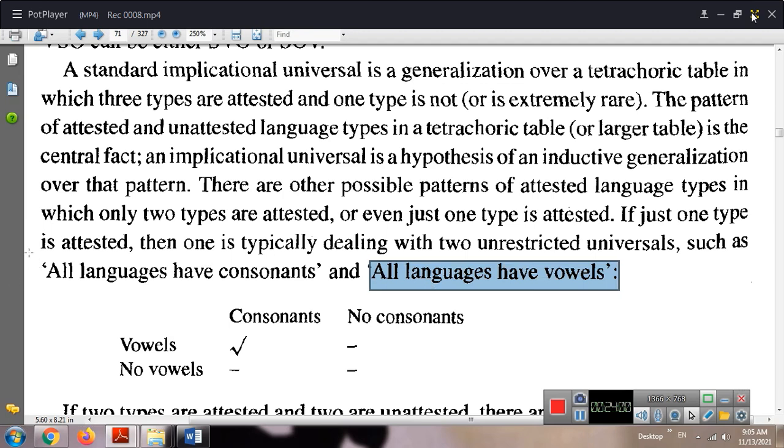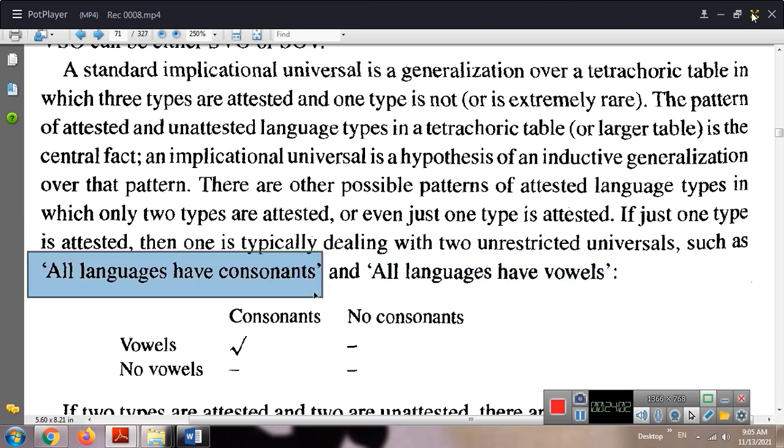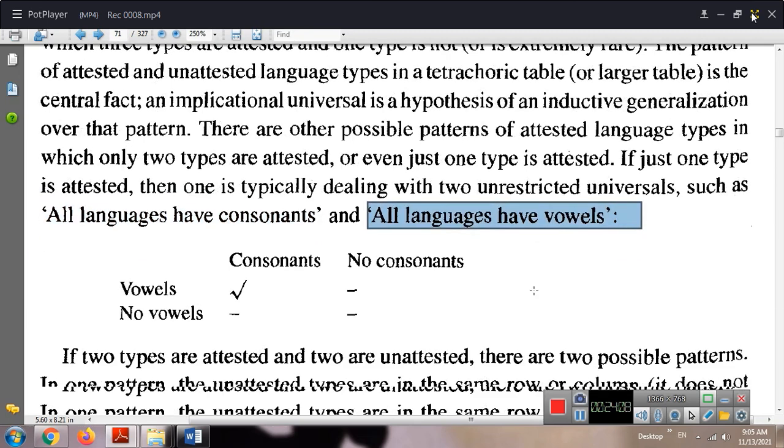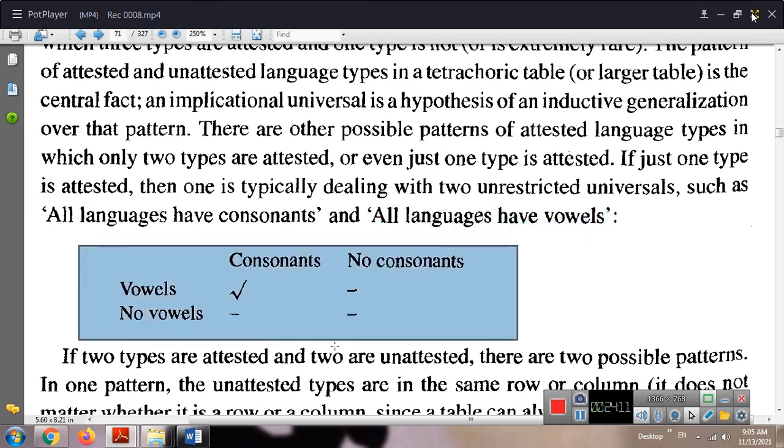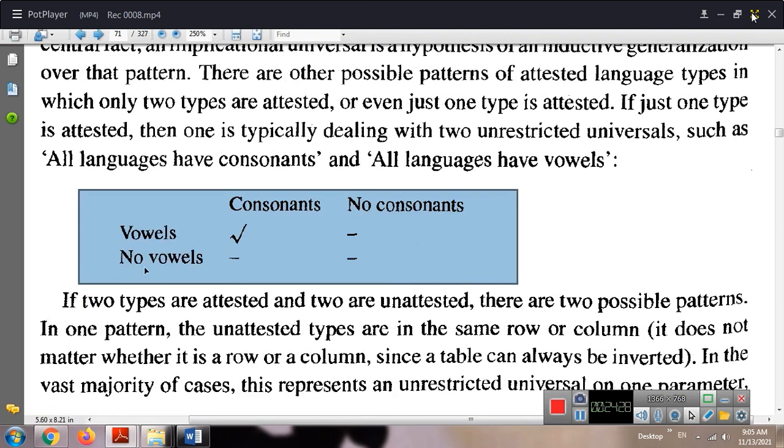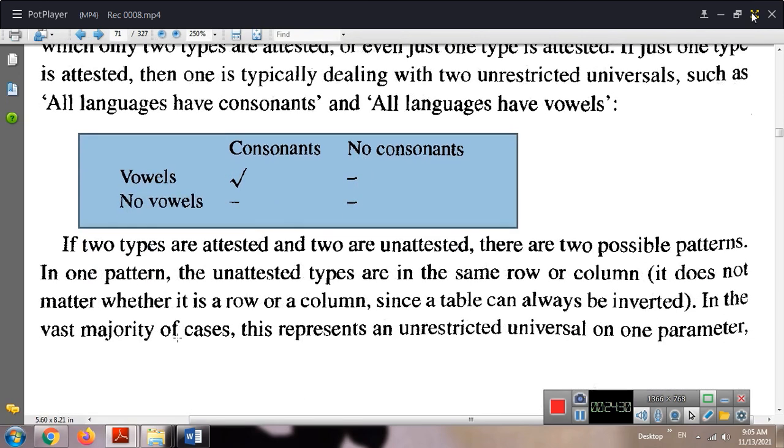One of them is that all languages have consonants. It is an unrestricted universal. All languages have vowels. It is another unrestricted universal. Both vowels and consonants exist in all of the languages. We don't have a language without any consonant and without any vowel. We don't have such a language. All of the languages have vowels and consonants.